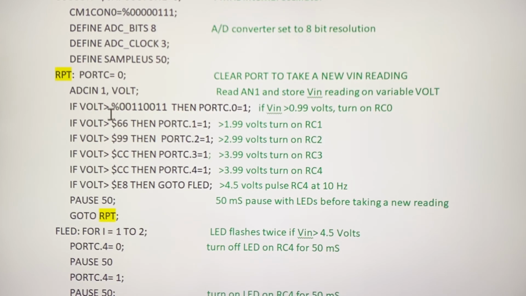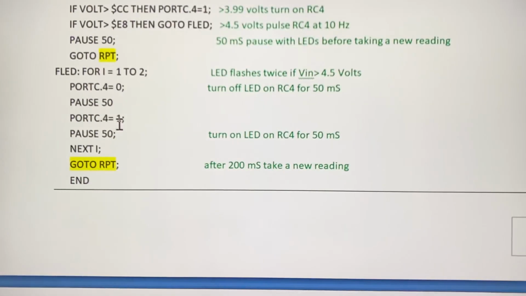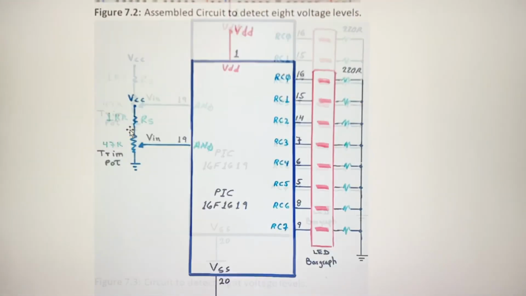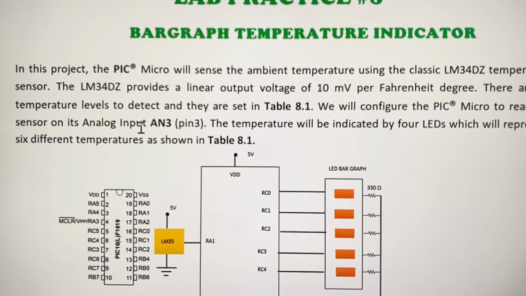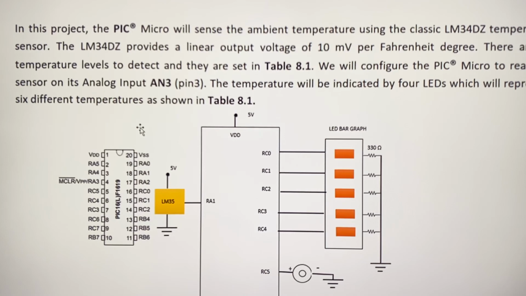Even if I leave it this way and I combine hex with binary, it'll work. It'll compile and it'll work perfectly. So this is the code, and in the next video I will explain another one. We will make a bar graph thermometer. It's very similar to this practice, but we will use a temperature sensor right here in this input, so that we can represent temperature in this bar graph.